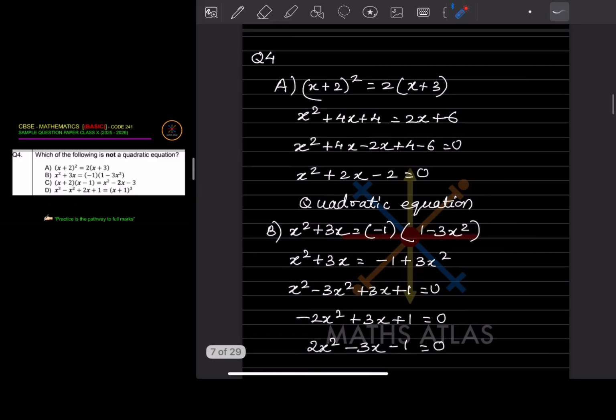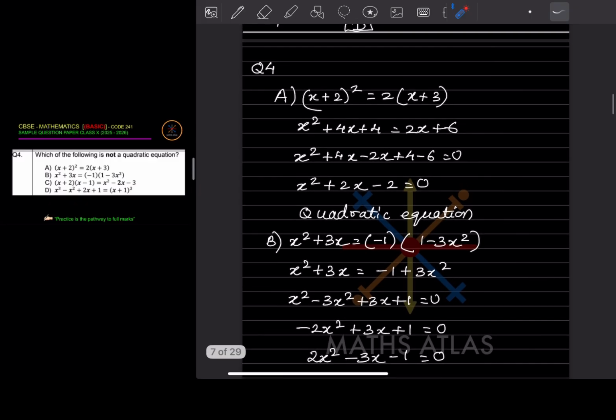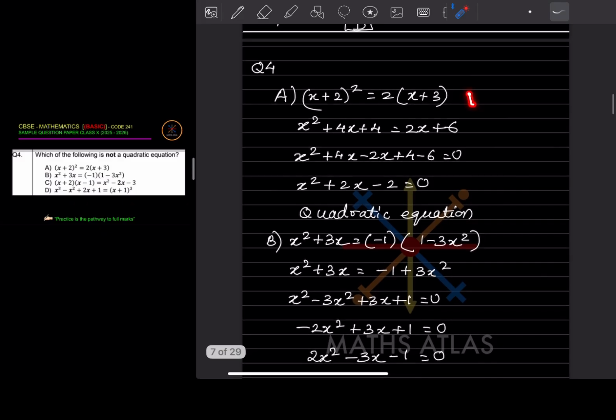So now we have question number 4. Which of the following is not a quadratic polynomial? That is, the quadratic equation. So now here there are 4 options given. So this is option number 1. Let us solve this one, because you know the quadratic equation means it should be in the form of ax square plus bx plus c is equal to 0. So the highest power of this, the exponent of it, should be 2.